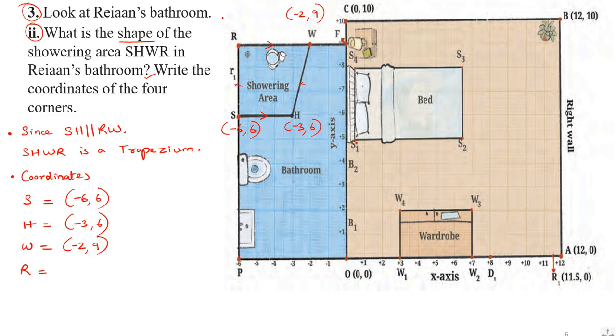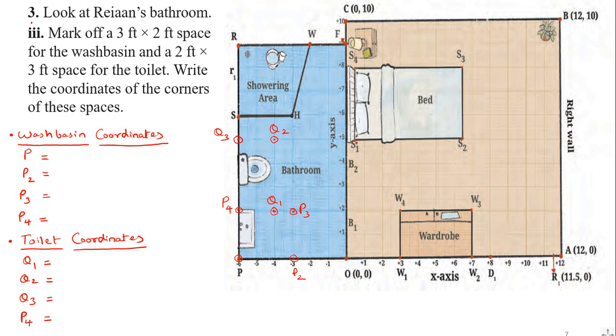And R: x is minus 6 and y is 9. Always we write x first and then y. So R is minus 6 comma 9. These are the coordinates of the showering area. Now we will see the next question on the next page.